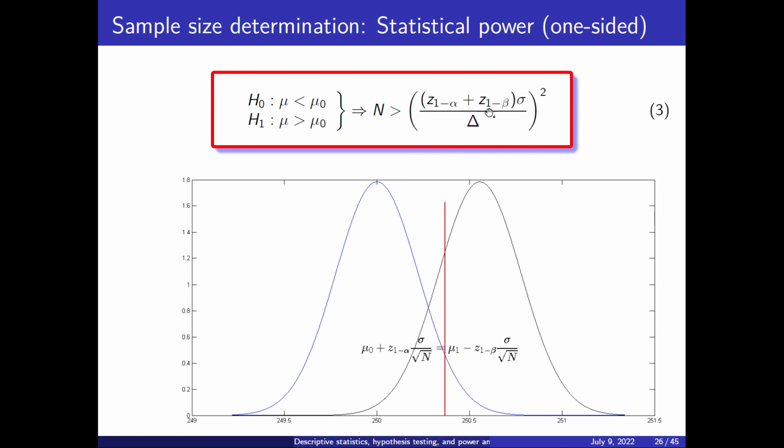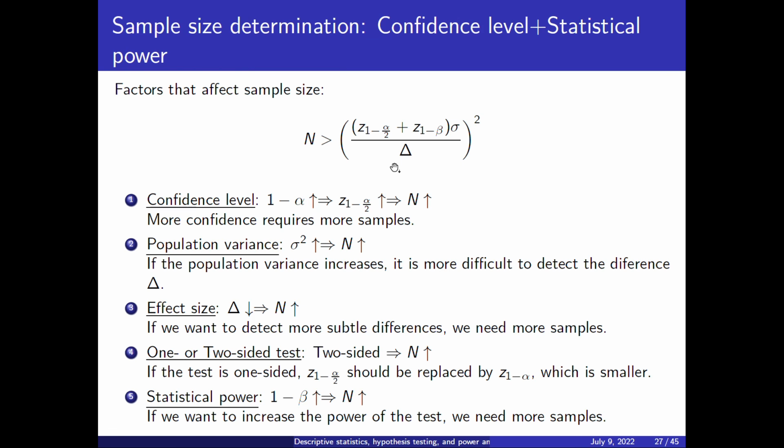So if you want to have more power, you also need a larger n. This is what is implied here. So the rest of the analysis is the same as the one we had done before, and now if you want to have more power, this set will be larger and you will need more samples. And it is important to note that the dependence of the sample size on all these parameters is quadratic.